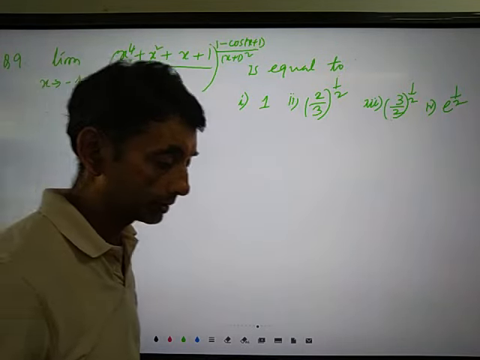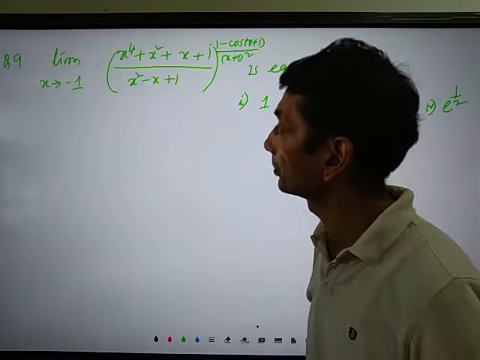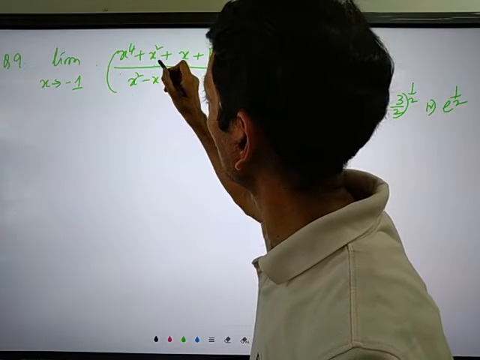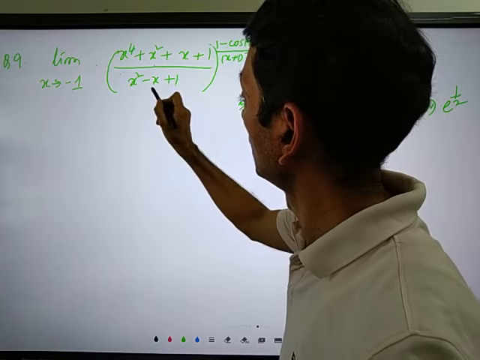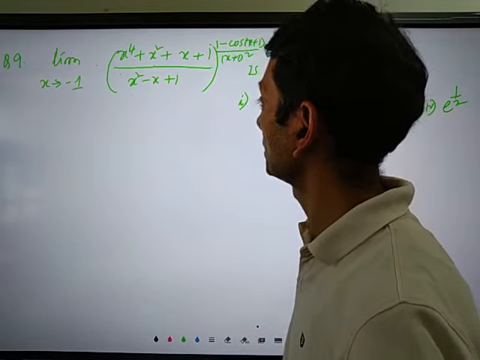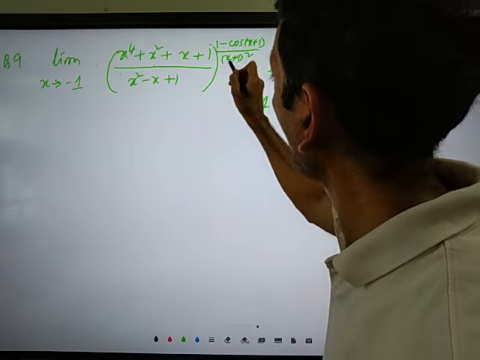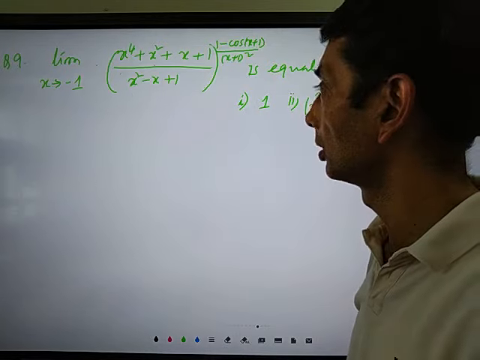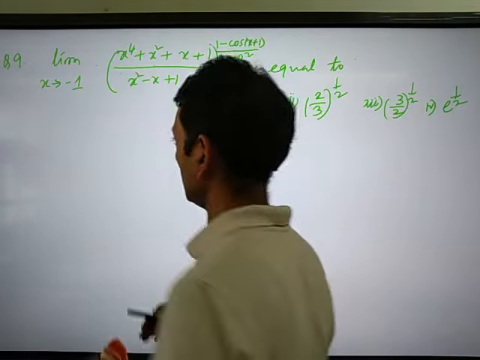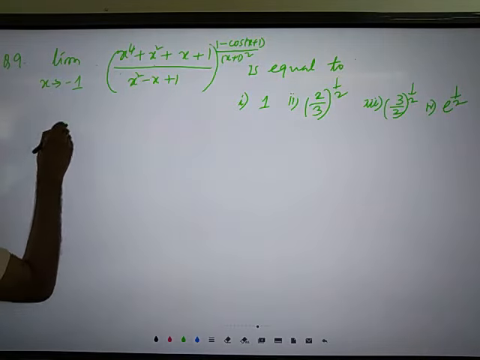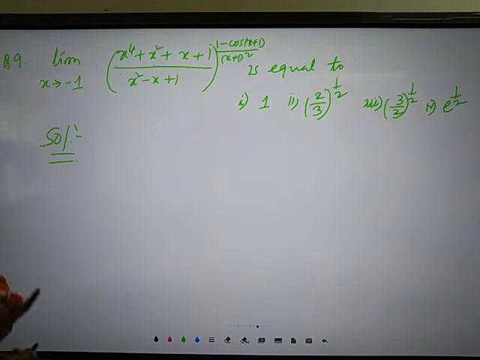Okay, see the pattern. So limit x tends to -1, (x to the power 4 plus x square plus x plus 1) upon (x square minus x plus 1), to the power 1 minus cos(x plus 1) upon (x plus 1) whole square. Okay. Now how to find this limit? Just you can find this. It's not difficult. Simple question.